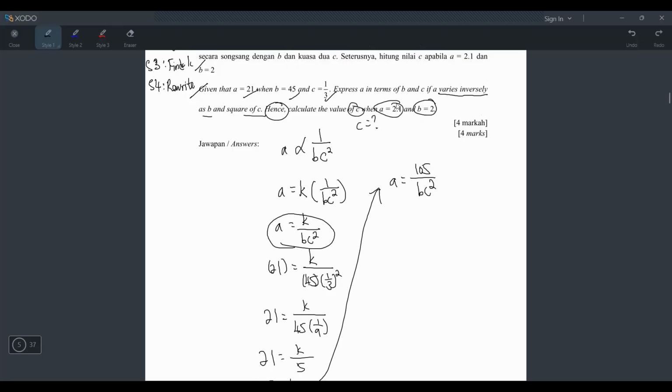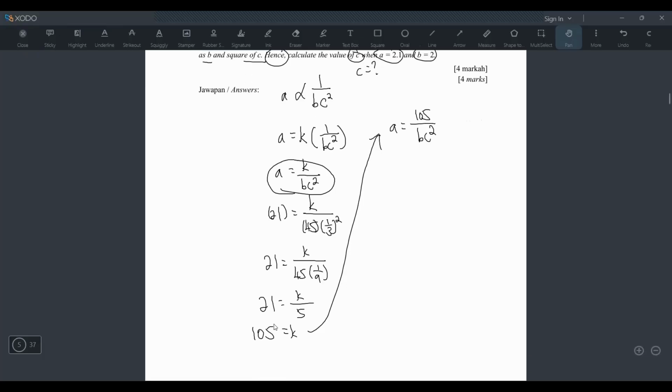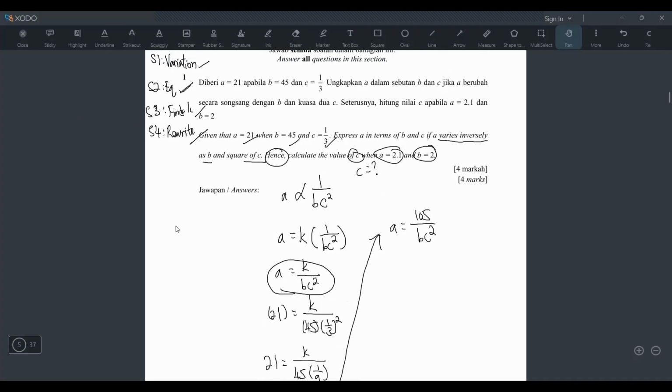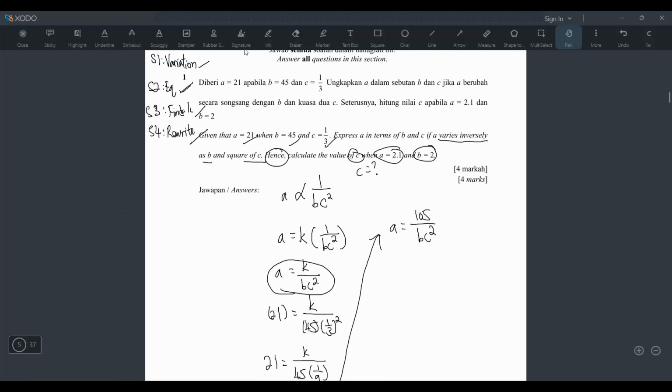If A is 2.1, B is 2, it means I'm not finished yet. So I still have to keep going. But let me ask you something. If I don't find the value of K first, can I find the value of C here? Cannot. That's why you cannot do fast. You always have to follow these 4 steps. When doing variation, it's always these 4 steps.